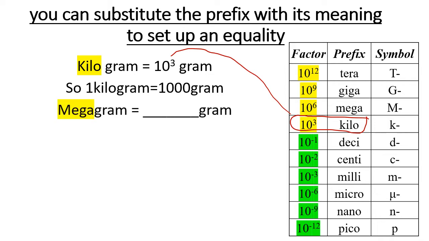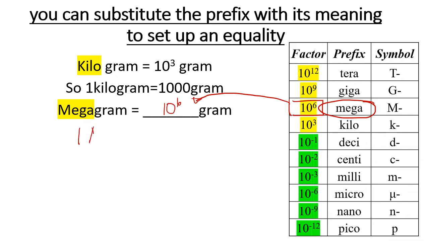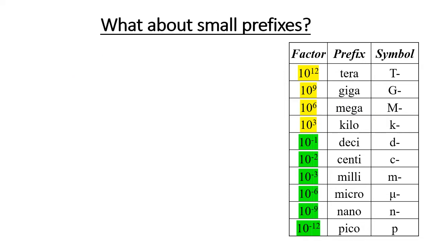We can also apply this with something, say, with mega. So let's find mega on my chart here. Mega is located right here. We can see that the definition here is 10 to the 6. So I can say mega is 10 to the 6 grams. Or in other words, 1 megagram is equivalent to 1 million grams. This also works. So what about small prefixes?